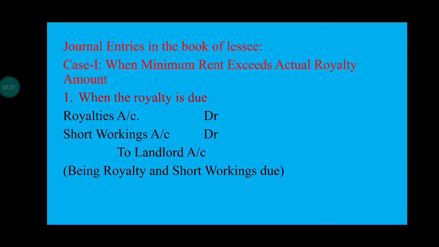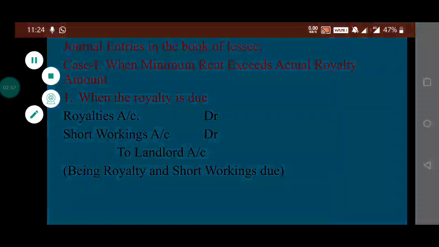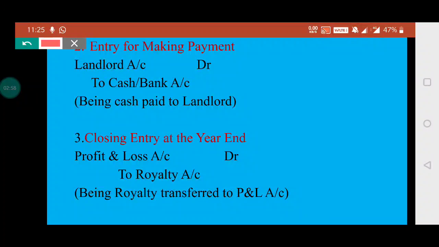So, here is the first situation. In all the three cases, we enter three journal entries. One is when the royalty is due. And second is when you have made the payment to landlord. Third is closing entry, that is transfer of royalty to P&L account.